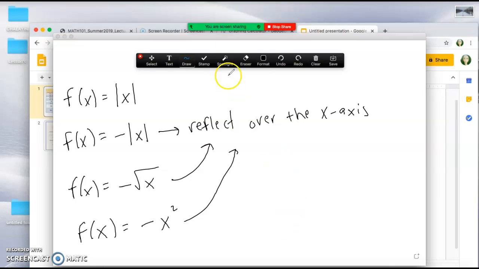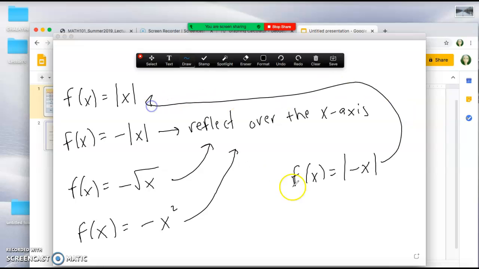Now if it was f of x equals the absolute value of negative x, it's going to be the same as your original graph. It's going to overlap. Why? Because you're taking an absolute value of a negative number, which is going to be positive. Whether you take the absolute value of a positive number or a negative, you get a positive answer. So it's going to be the same graph as the absolute value of x.